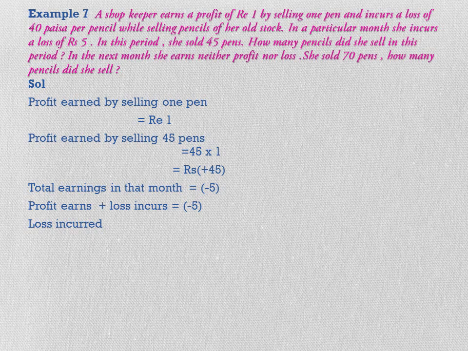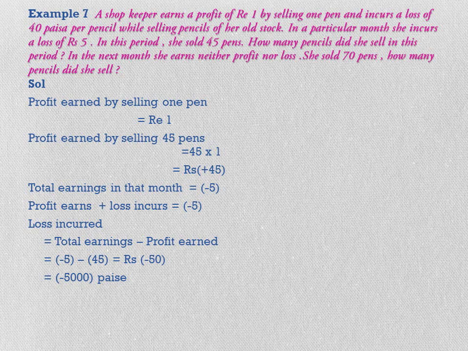From that equation, loss incurred itself is how much, children? Total earnings minus profit earned. I think you understood that statement. That is, loss incurred is equal to total earnings minus profit earned. That is equal to negative 5 minus positive 45 is equal to rupees negative 50. In rupees, that we can convert into paise. That is equal to negative 5,000 paise.